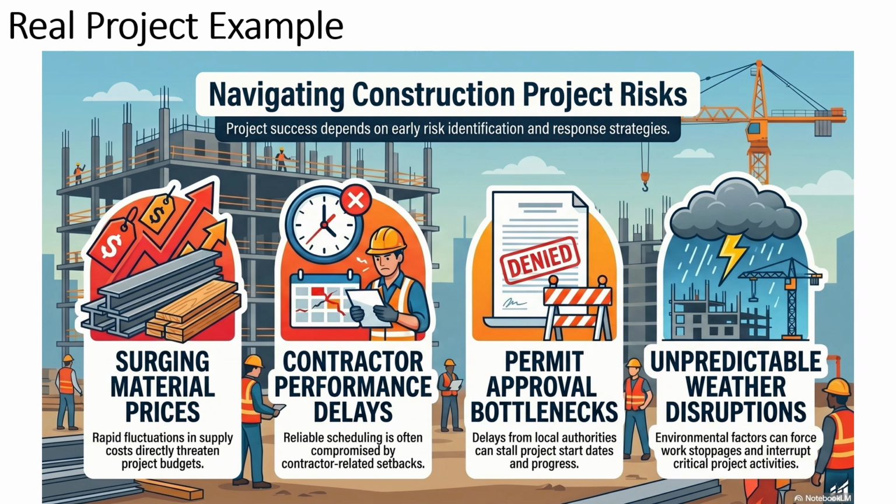Some affect costs, some affect schedule, some can come from external parties, and some come from environmental factors. This is why risk planning matters. By identifying these risks early, the project team can prepare suitable responses such as contingency budget, backup schedules, alternative suppliers, or weather-related mitigation measures. That is how risk planning supports better project control in real project situations.